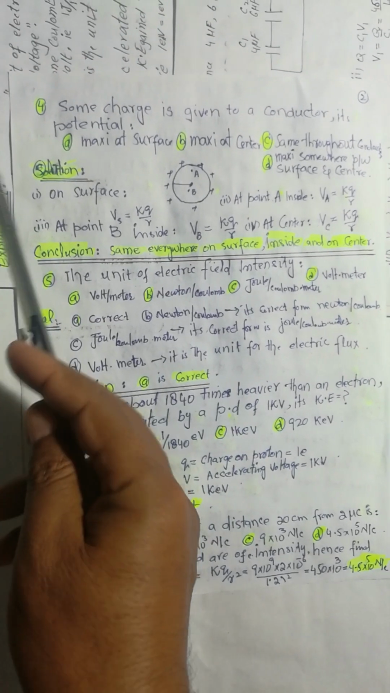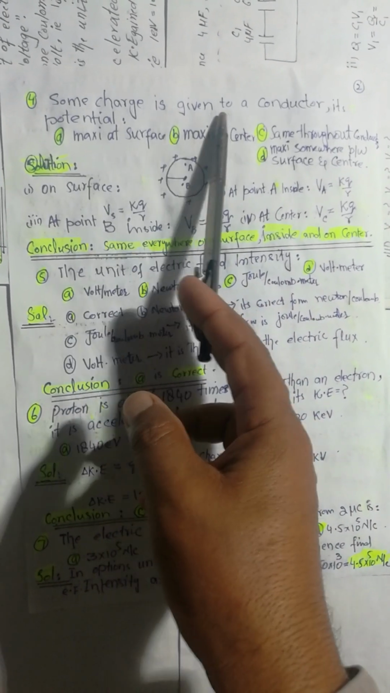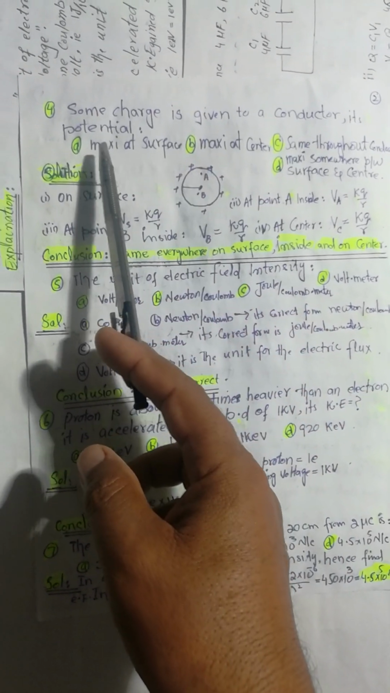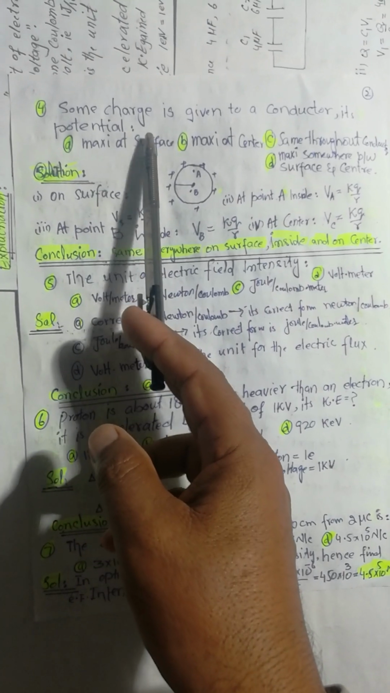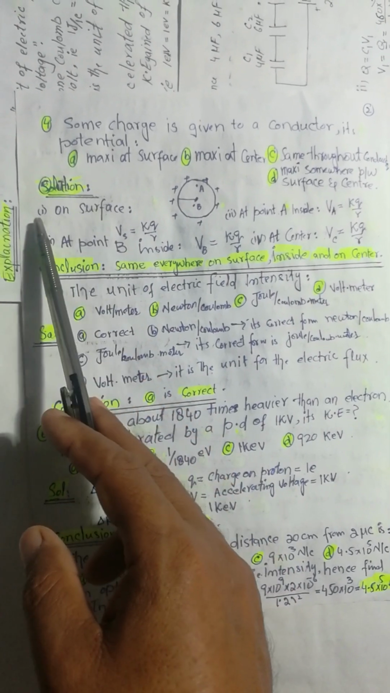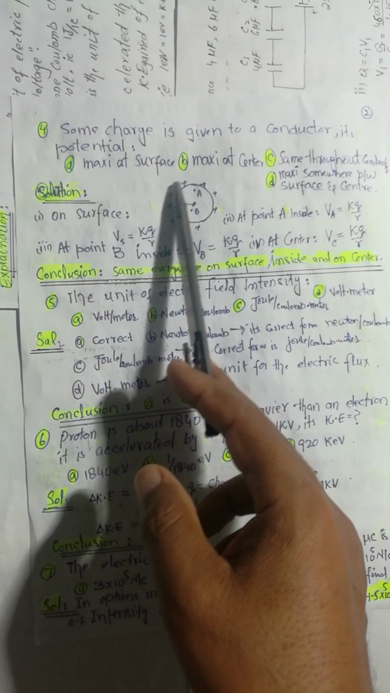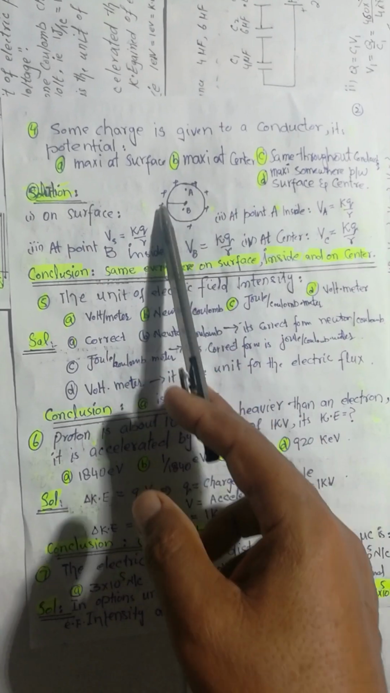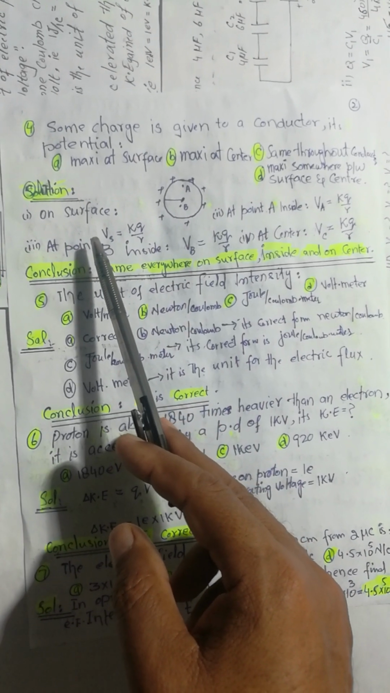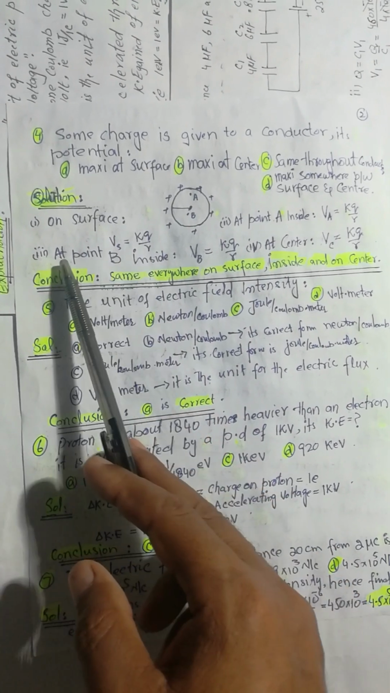Question number 4. Some charge is given to a conductor, its potential... It means that some charge is given to a conductor, and tell about the potential of the conductor. 4 options are given, and we will see. We see that the charge accumulates on the surface of the conductor, while the inner side is empty of charges. So on the surface the electric potential will be kq by r.